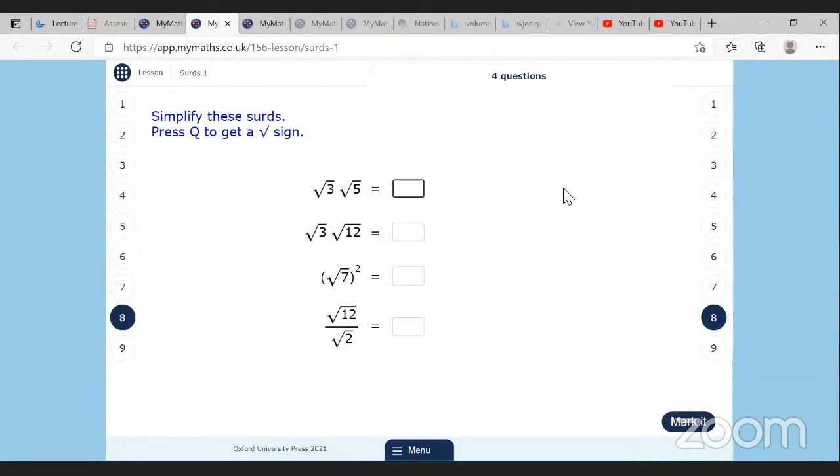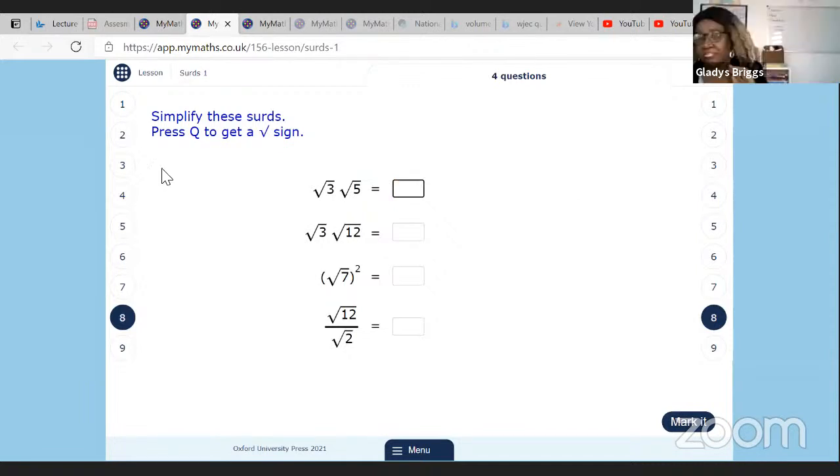Square root of 15, yeah? Square root of 15. Yeah, for question 1, well done. How about question 2 then?